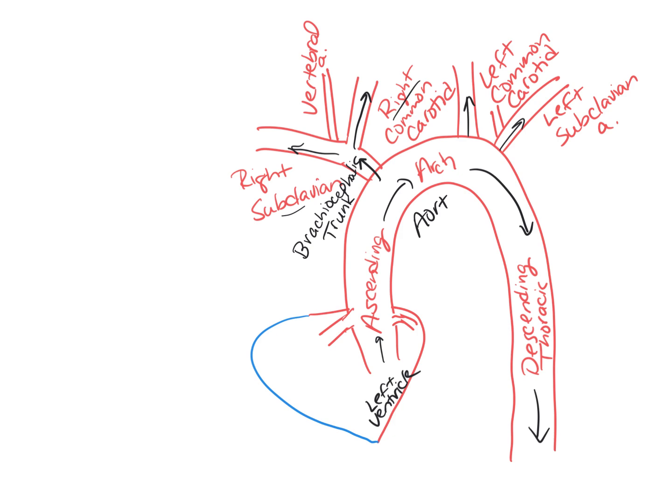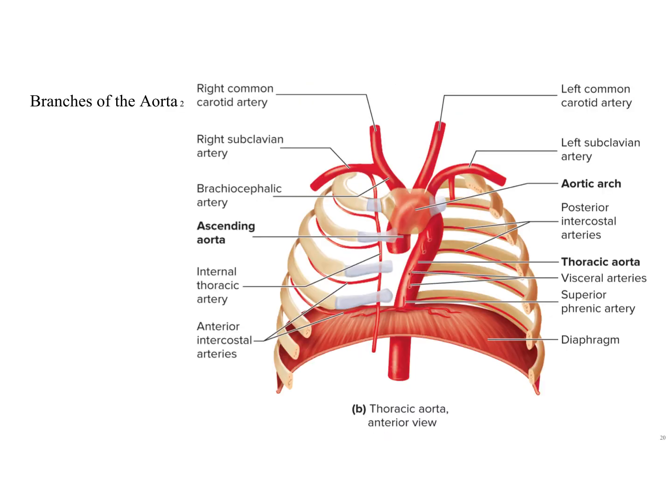The first branches coming off of the right subclavian arteries are the vertebral arteries. So here's the right vertebral artery, and then here's the left vertebral artery. And they're going to course up through the neck, through those transverse foramen of the cervical spine. This is a diagram showing you what I drew.